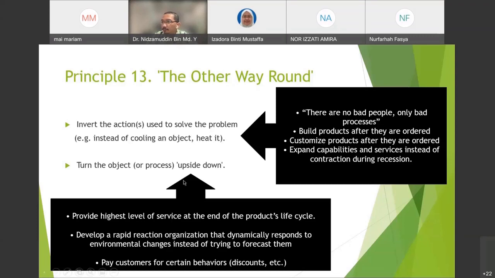Or turn the object upside down. So the synonym in the management or business area: provide the highest level of service at the end of the product life cycle, or develop a rapid reaction organization that dynamically responds to environmental change instead of trying to forecast them. So this is an example for the other way around.